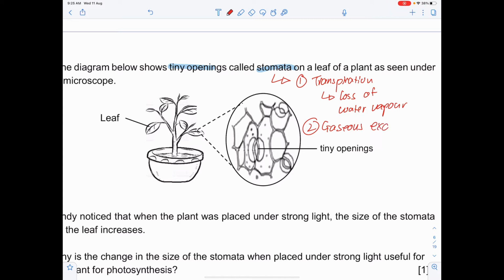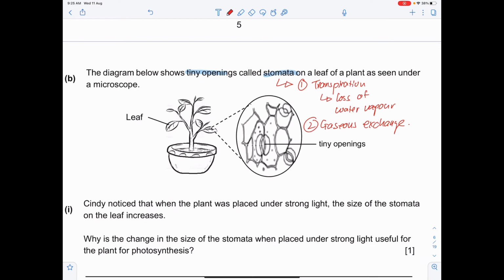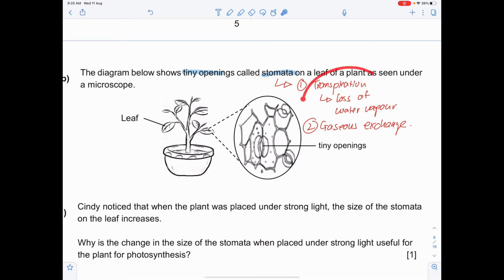So I don't know what they're testing me, but when I see stomata, straight away I'm thinking of these two. If I'm talking about transpiration, it's basically a loss of water. It's got to do with wilting, it's got to do with loss of mass in your plants. If we're talking about gaseous exchange, it's got to do more with photosynthesis, because plants need to take in more carbon dioxide on a sunny day for increased rate of photosynthesis. So all this should come to my mind, on the leaf as shown under a microscope.